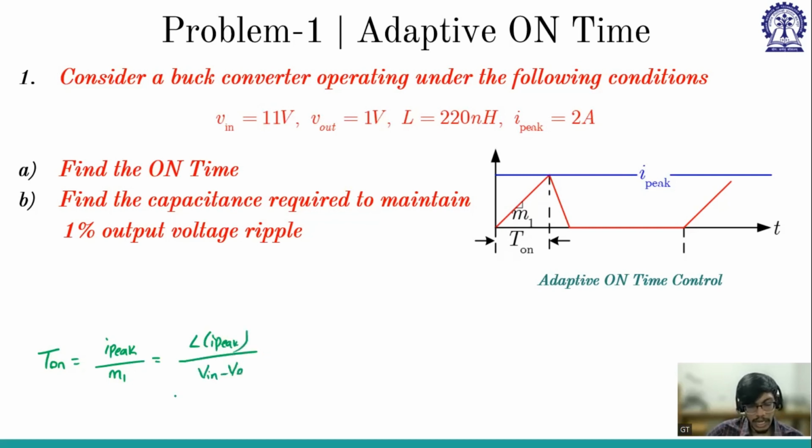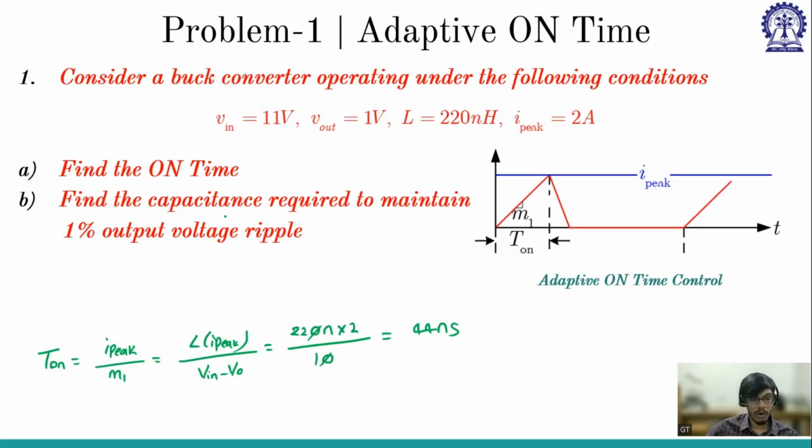So L I have given 220 nano Henry. I peak is 2. V in minus V naught is 10. So on time should be 44 nanoseconds. So this is the on time.